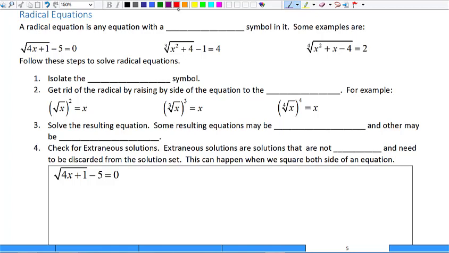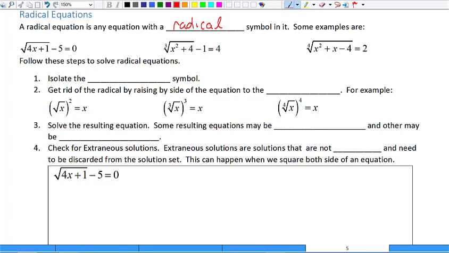The next topic we are talking about today is radical equations. A radical equation is any equation with a radical symbol in it. So some examples are below. The square root, or the cube root, or the fourth root, with an equal sign: it makes it a radical, and the equal sign makes an equation. Okay, so that's a radical equation.